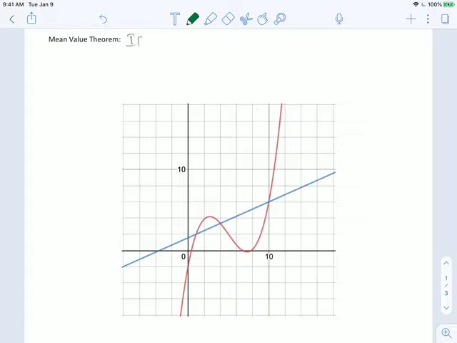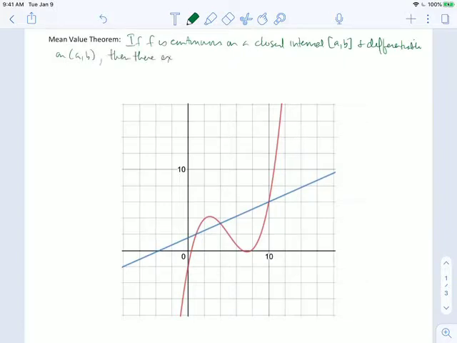The mean value theorem says if you have a function which is continuous on a closed interval from a to b and is differentiable, that means we can calculate a derivative, on the open interval from a to b, then there exists a point c on the interval from a to b such that, and here's the equation, f prime of c is equal to f of b minus f of a over b minus a.